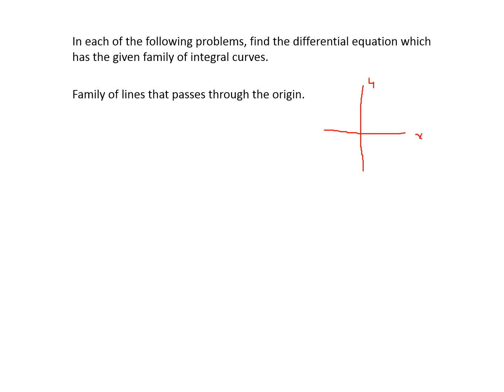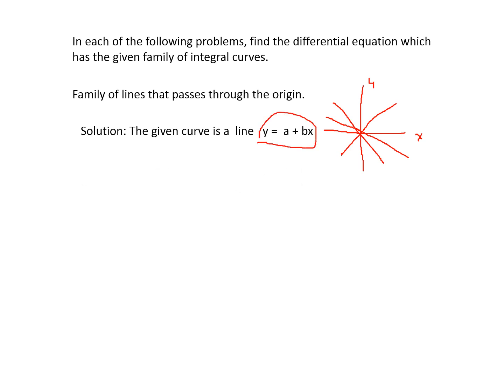So the family of lines will be this line, this line, that line. The given curve has an equation y is a plus bx. This is the general form of a line. Of course, a here is the y-intercept and b is the slope. Now it says that if it passes through the origin, then this will satisfy this equation.